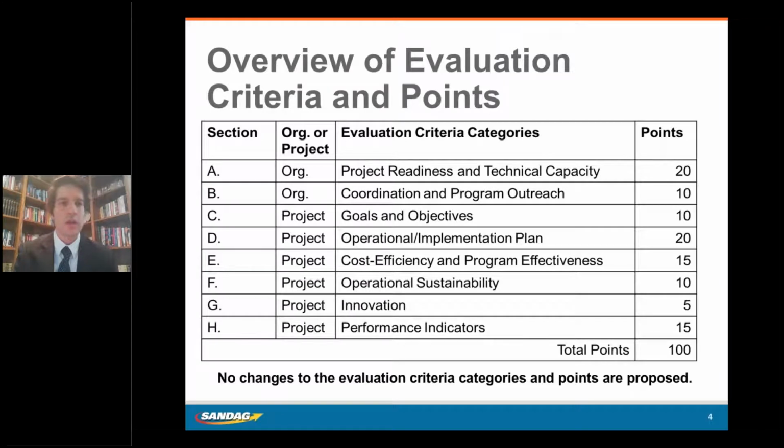So based on the program goal and objectives, the Transportation Committee approved these 8 evaluation criteria categories and relative point weights during the Cycle 10 call for projects. No adjustments to the evaluation criteria categories and points are proposed for the Cycle 11 call for projects. Next slide.